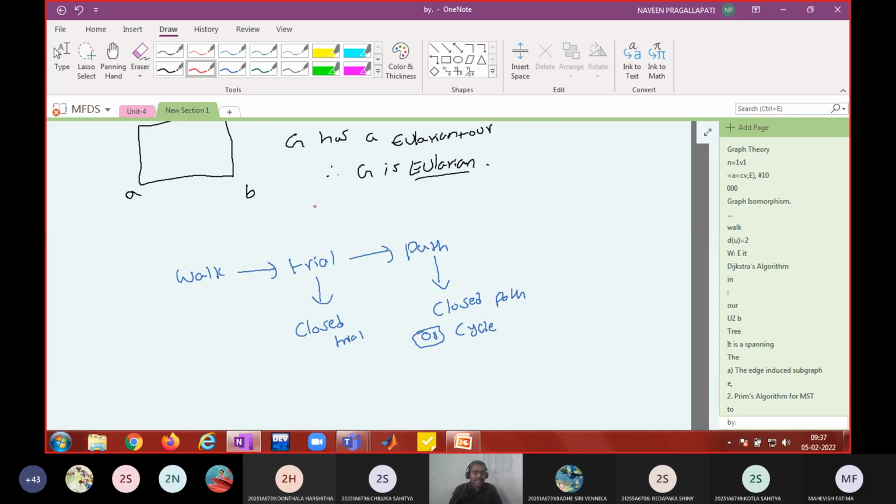So in a trail, vertices may repeat. Remember that. But here vertices, and hence edges, will not be repeated. So that's the difference.